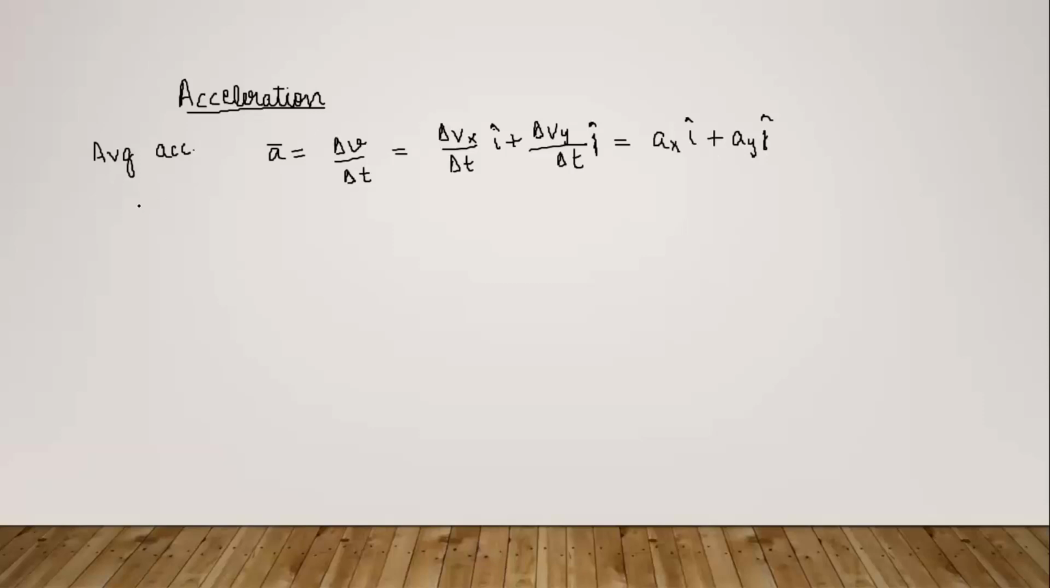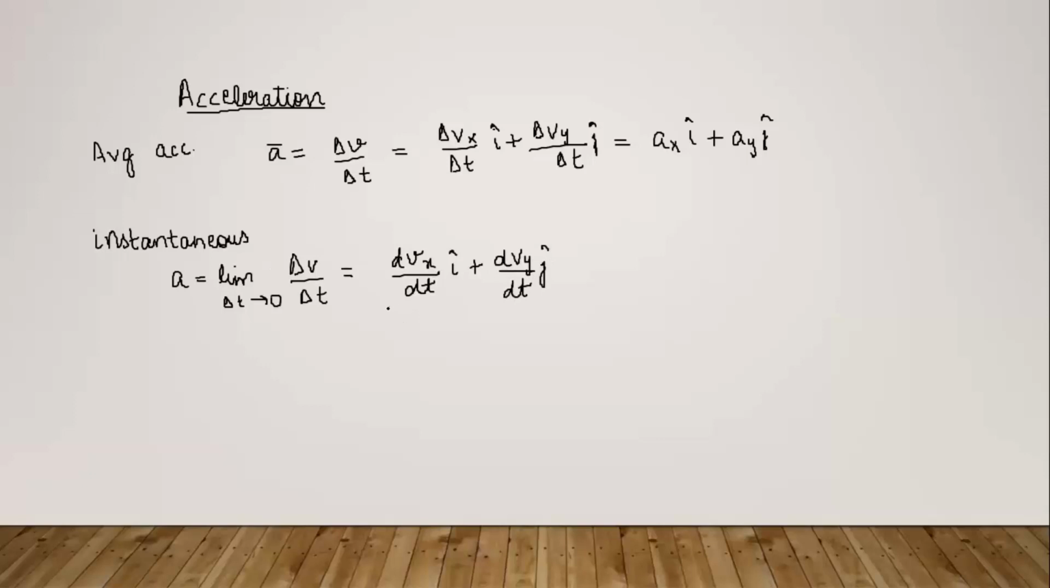As we just went through the concept of instantaneous velocity, here also we'll go to the concept of instantaneous acceleration. Instantaneous acceleration is the limiting value of average acceleration when the time interval is tending to 0. So we will write a is limit delta t tending to 0 of delta v by delta t, and when we expand this, we get dvx by dt i cap and dvy by dt j cap. This term can be written as ax, and this term can be written as ay. So that's the instantaneous acceleration at any point. Instantaneous simply means that we want to calculate the acceleration at a particular point only.